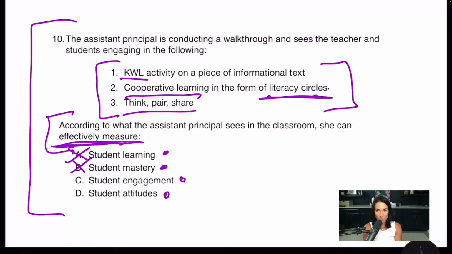C, student engagement. Absolutely, student engagement. These are all engagement activities. And D, student attitudes. You could say, well, I could figure out if they're in a good mood or a bad mood, but really you would have to do a survey to figure out student attitudes. How did you feel about this activity? You'd have to poll them at the end. So D is out, making C the correct answer there.